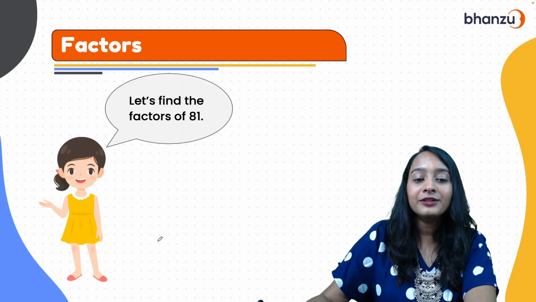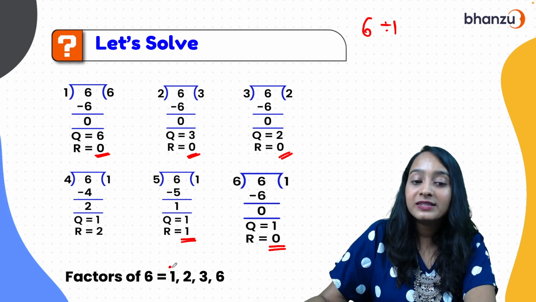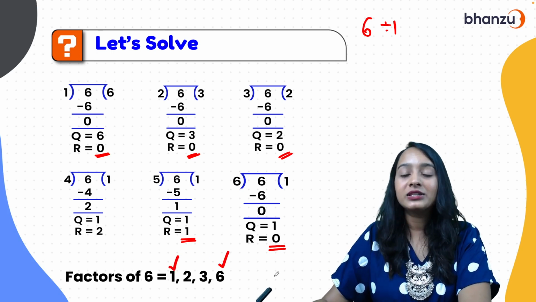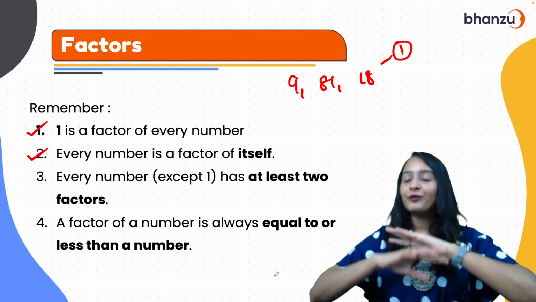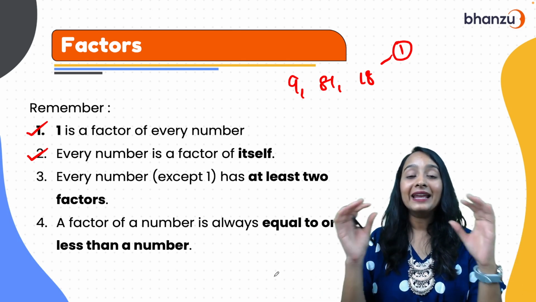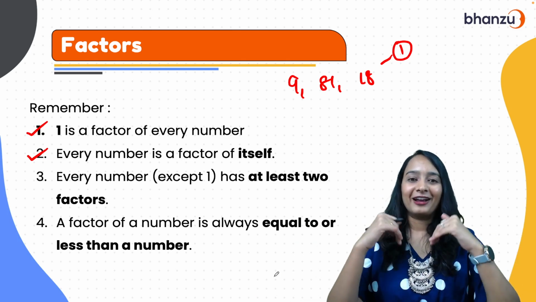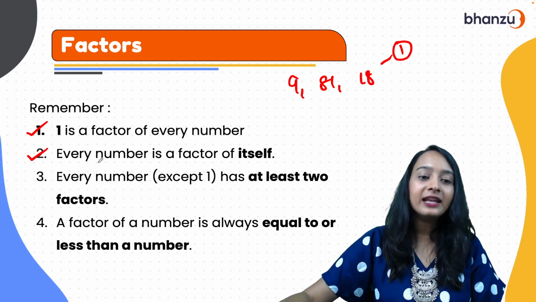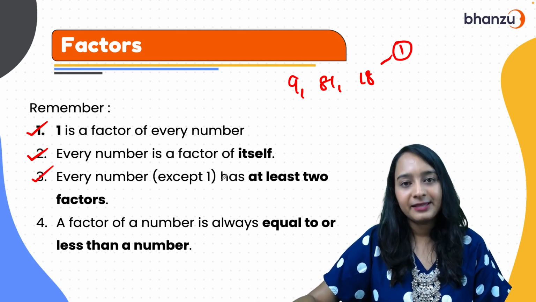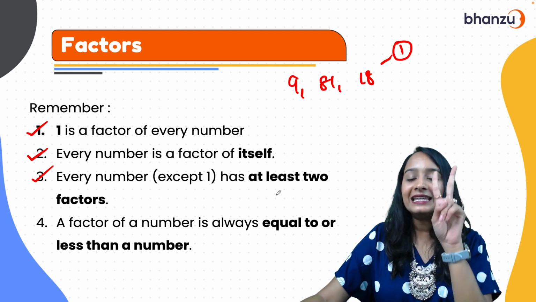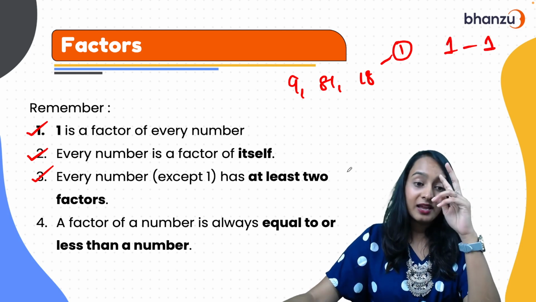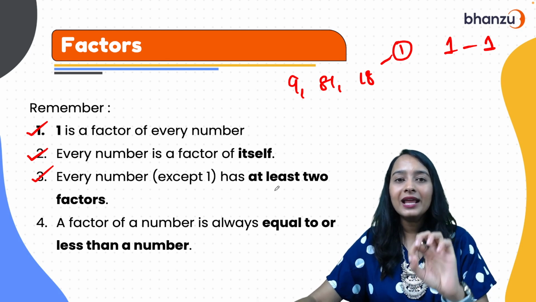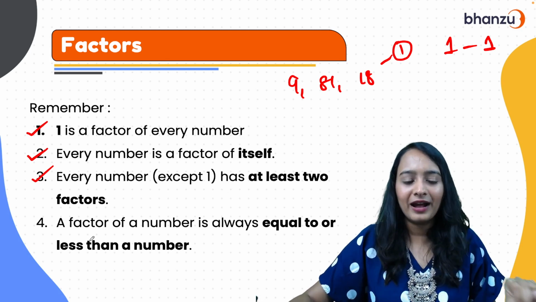When I spoke about the factors of 6, you see 1 and you also see the number itself. So remember, 1 is a factor of every number and every number is a factor of itself. Every number except for 1 has at least 2 factors. The factor of 1 is just 1, but every number except 1 has at least 2 factors here.